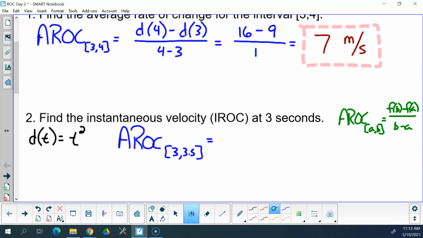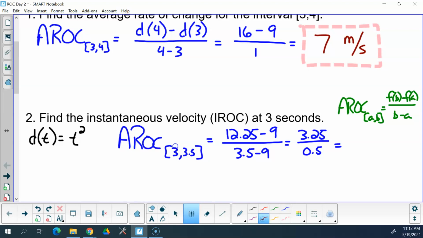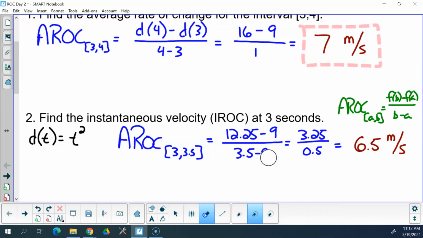Three and a half squared. So 0.25. That's 3.25 over 0.5. I get an AROC there of 6.5. Half of a second. Still a pretty big gap, right? In terms of an instant.